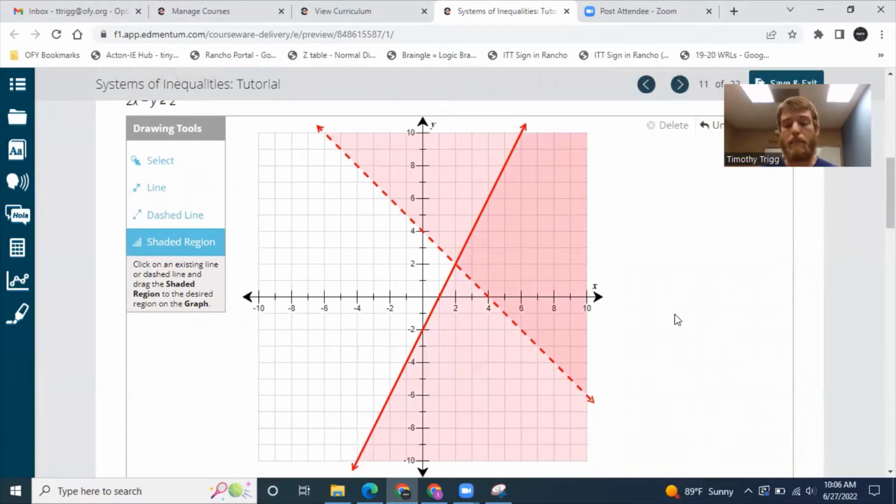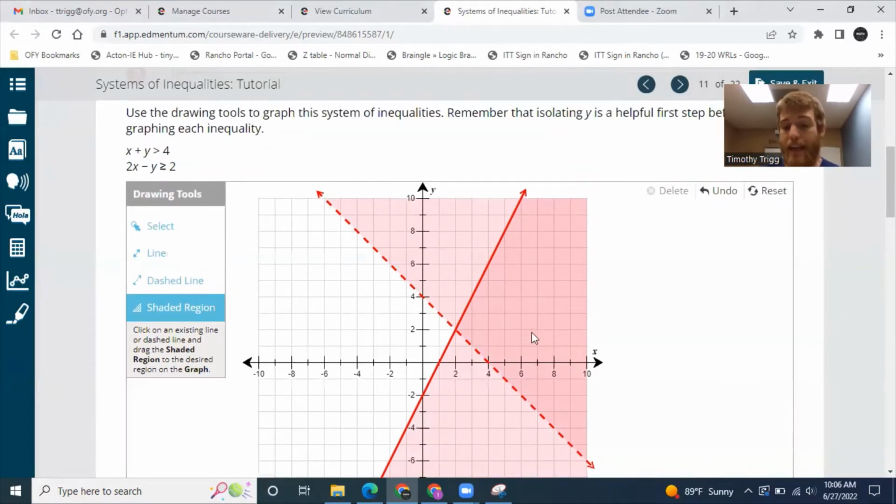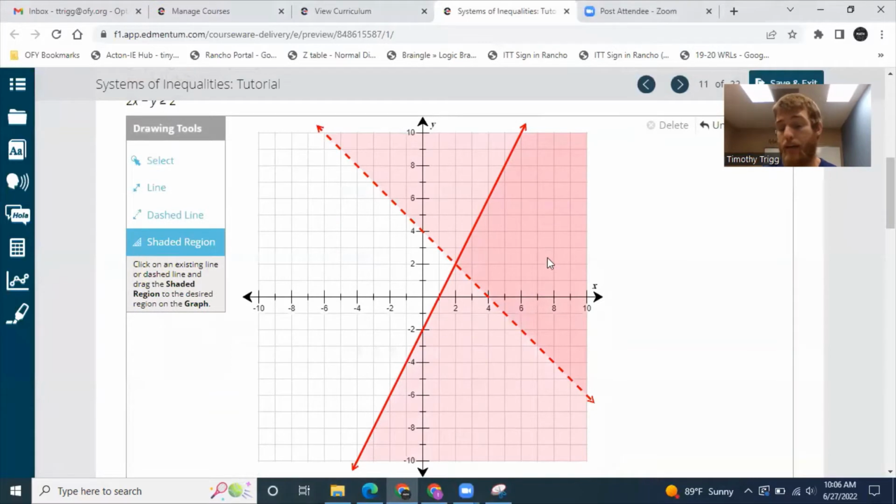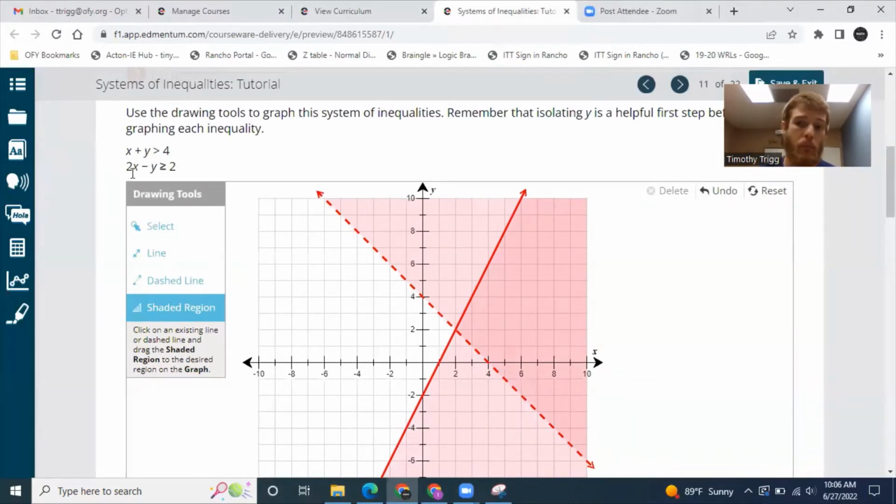Now, the solution set is this double shaded region. Okay, so the double shaded region of our graph is the solution set to this system. What that means is that any point in this double shaded region will produce a true statement for both of these inequalities. Now, that's a key thing: anything in that double shaded region, so let's take the point (8, 2), will produce a true statement for these two inequalities.